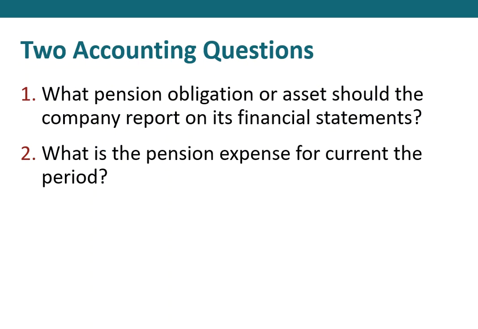That's where the actuarial assumptions come in. Our two questions that we're trying to answer in terms of accounting for our defined benefit plan are: what pension obligations or assets should the company report on its financial statements, and what is the pension expense for the current period?